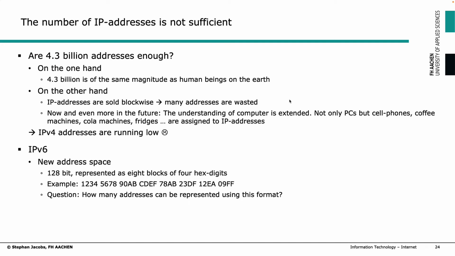That's why IP version 6 was introduced a few years ago. It has not a 32-bit address, but 128 bits. It's represented in a different way, 8 blocks of 4 hex digits. So an example of an address could be 1, 2, 3, 4, 5, 6, 7, 8, and so on. Just think about how many things can be assigned with an address of IP version 6.